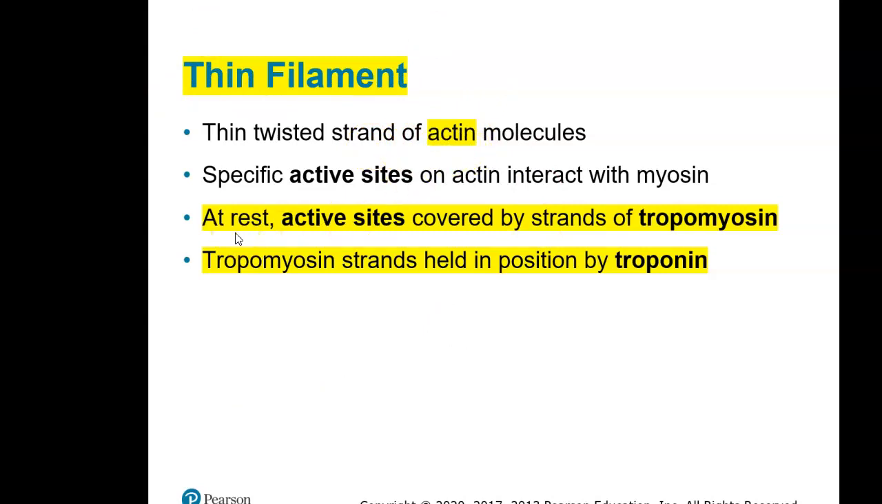At rest, there are active sites on actin that myosin is going to bind to. The active sites are covered by strands of tropomyosin, and then the tropomyosin strands are held in position by troponin. So it's the troponin that has to move out of the way so the tropomyosin will uncover those active sites so that myosin will be able to bind to actin and a contraction can occur.